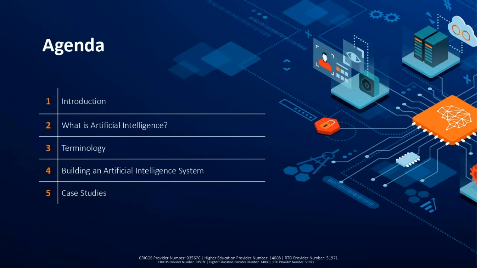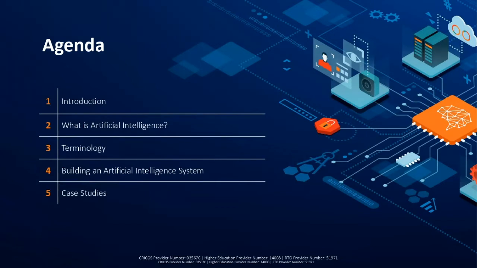Now, the topics that we'll be covering today are basically what is intelligence and artificial intelligence. This is a way for us to really start thinking about what we mean by intelligence and by an intelligent unit or entity, and then what's the difference between artificial intelligence and human intelligence. And then we'll be getting into the terminology.